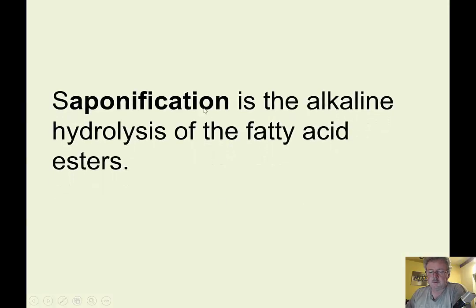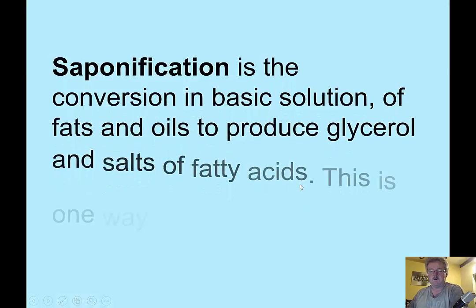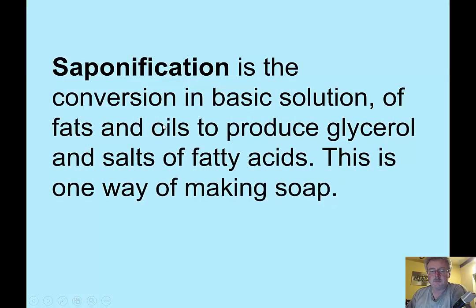Another one is: saponification is the alkaline hydrolysis, so using an alkali to hydrolyze the ester. It produces salts of fatty acid. The third one: saponification is the conversion in a basic solution of fats and oils to produce glycerol and a salt of a fatty acid. This is one way of making soap. So you're putting this sentence before saying making soap.